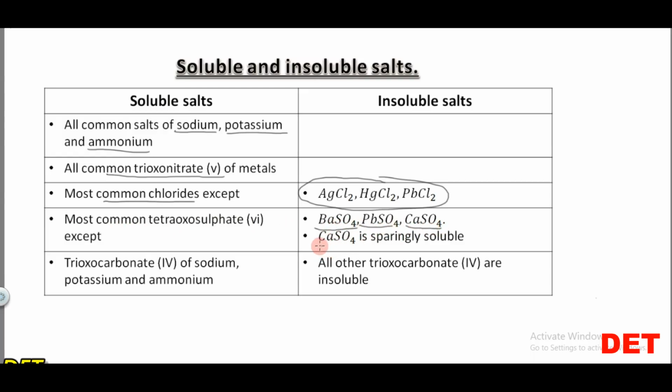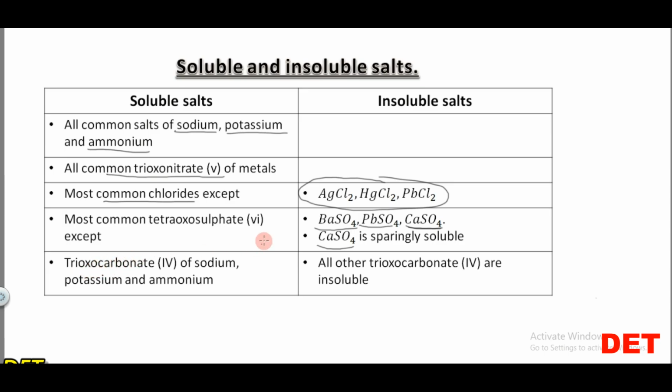So it's very important that you should know that calcium sulfate is sparingly soluble in water. Sparingly. It means that it dissolves in water but not completely. So it's very important that you should know these 3 examples: barium sulfate, lead sulfate, and calcium sulfate. These salts are insoluble in water. And you should note that calcium sulfate is sparingly soluble in water. What that means is that it dissolves in water only to a little extent. Alright, it does not dissolve completely.